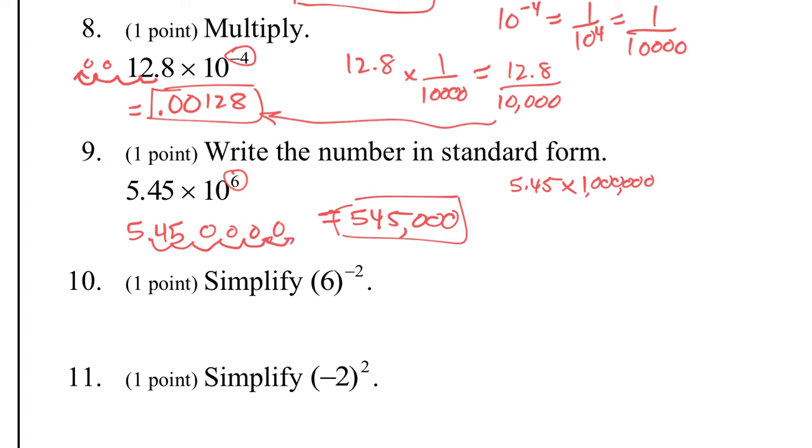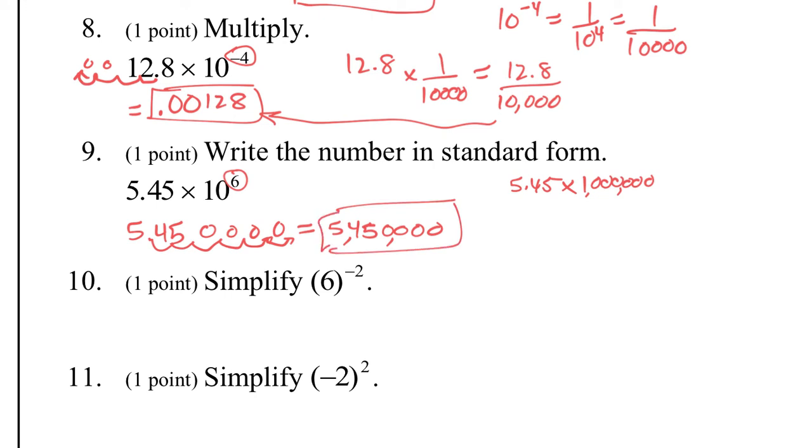6. So I need to erase this answer right here. Change that up a little bit because I didn't move it 6 times. Ooh, I got lucky on that. 5, 4, 5, and then 1, 2, 1, 2, 3, 4. That'd be 5,450,000. Okay, that is standard form right there.